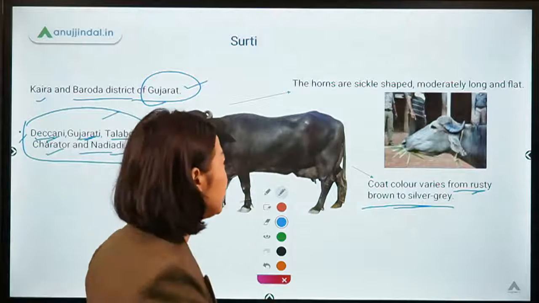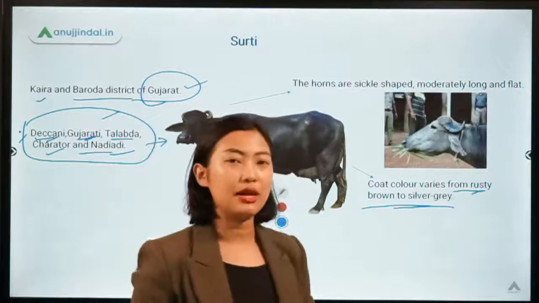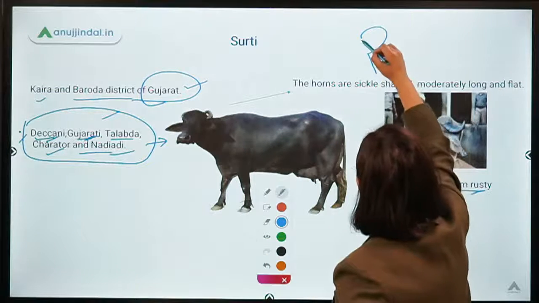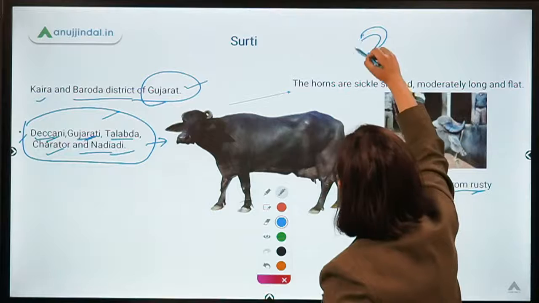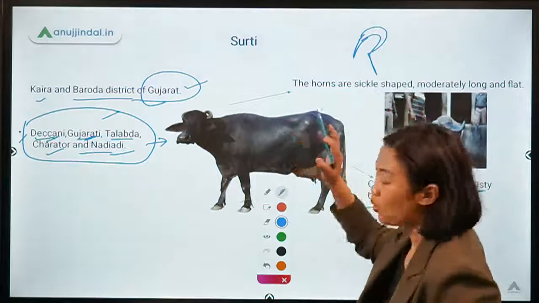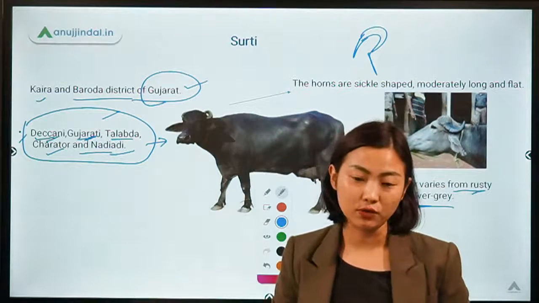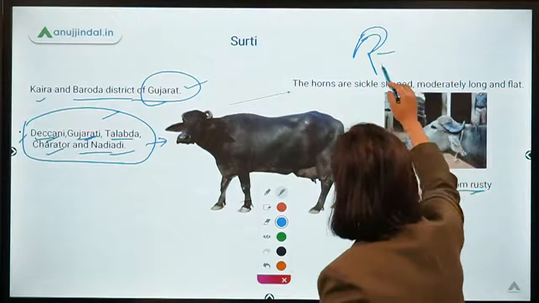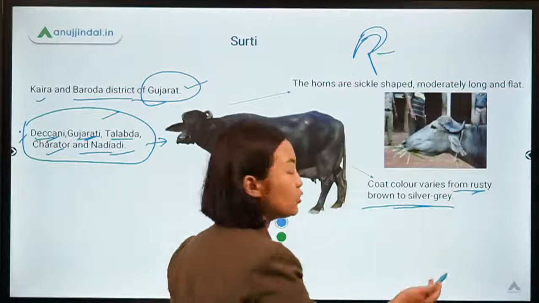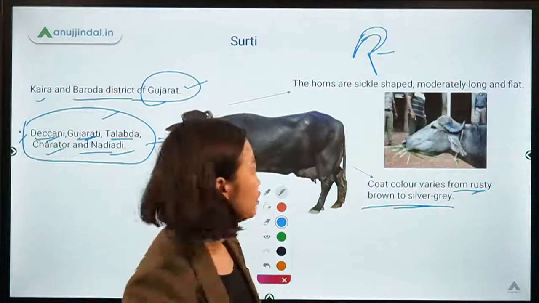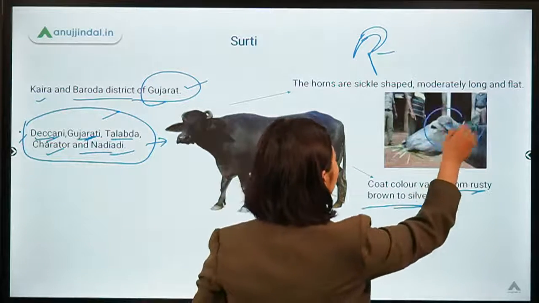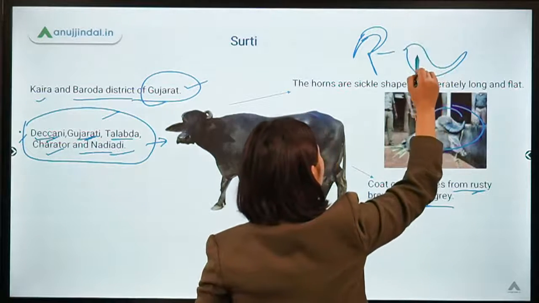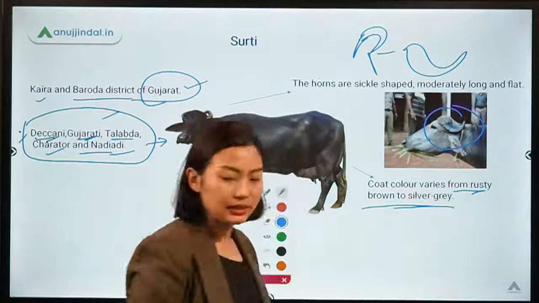When we're talking about sickle-shaped, in Hindi this is known as daranti, right? Sickle would look like this. So the horns of the Surti buffalo basically look like a sickle. As you can see in this picture, I'm not sure whether it's clear or not, the horn is basically like this. So it's sickle-shaped, but it is mostly flat and it is long.